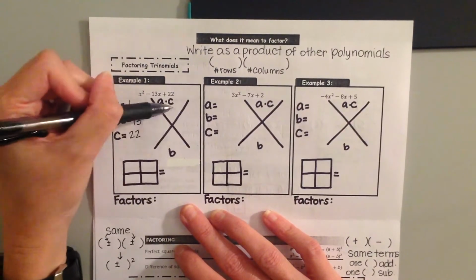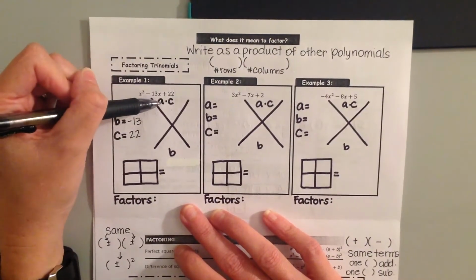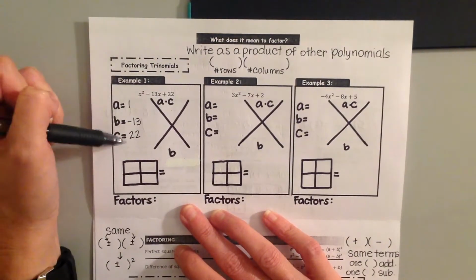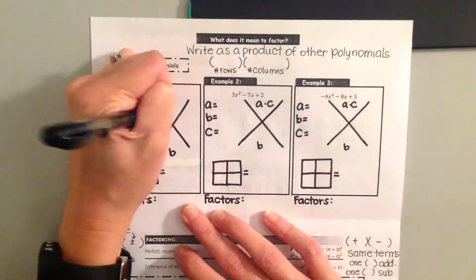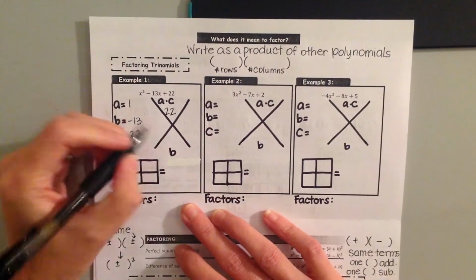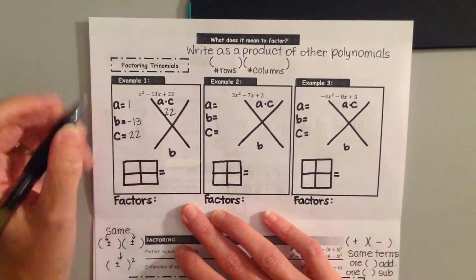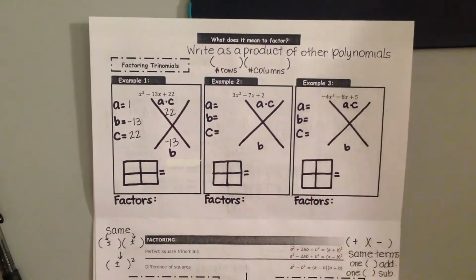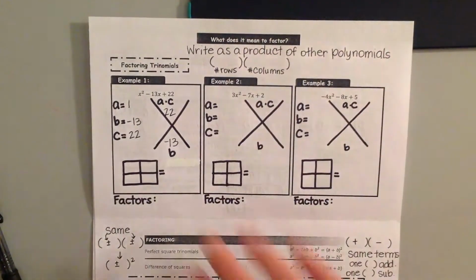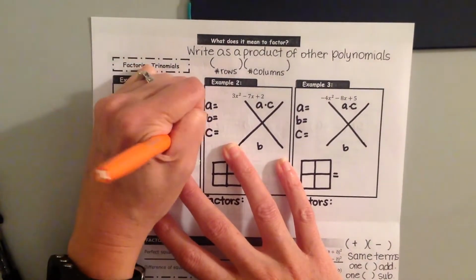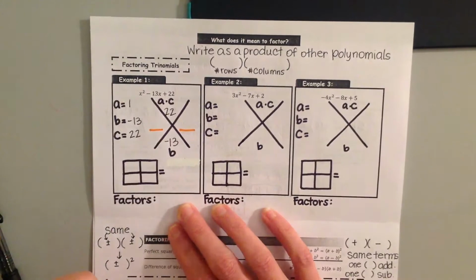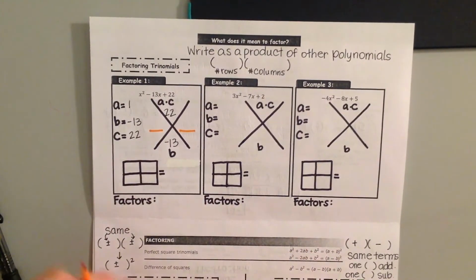So remember, we're going to fill in the top and bottom of our X, and we're going to take the product of A and C coefficients. So if I look at my A and C coefficients, that's 1 times 22. So 22. And then the bottom of my X is going to be filled in by just my B coefficient, so negative 13. And now I'm trying to figure out what two numbers will multiply to 22 but add to 13. So I'm thinking of 11 and 2.